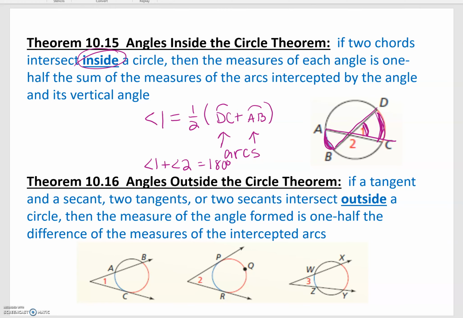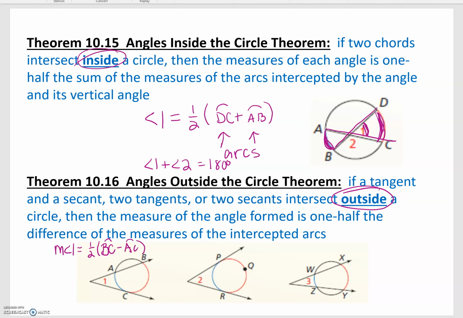The next part that we're going to talk about is what happens if they intersect outside of the circle. So if a tangent and a secant, two tangents, or two secants intersect outside of a circle, then the measure of the angles formed is 1/2 the difference of the measures of the intercepted arcs. Okay, so for example, I'm going to use this first picture here. The measure of angle 1 is 1/2 of the difference of the arcs. And we're going to take the outside arc minus the inside arc.